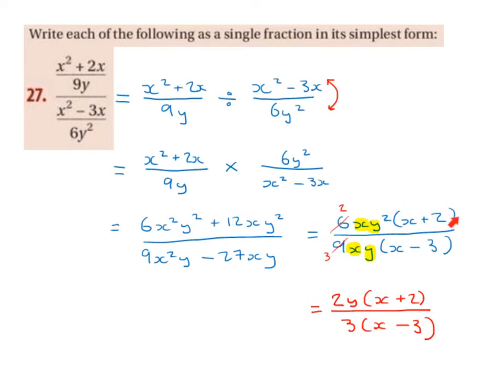So we have factorized, but we can actually simplify a little bit further. So 6 and 9, what will divide into both of them? Well, 3 will divide into both of them. And 6 divided by 3 leaves us with 2. So we have 2. And 9 divided by 3 leaves us with 3. So we've got 3 on the bottom.